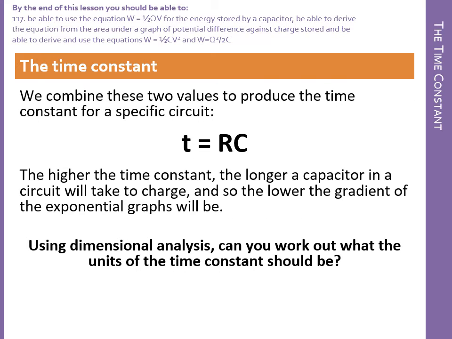We combine these two values to produce the time constant for a specific circuit, which is T equals R times C. The higher the time constant, the longer a capacitor in a circuit will take to charge. And so the lower the gradient of the exponential graph will be. So using dimensional analysis, can you work out what the unit for the time constant should be?